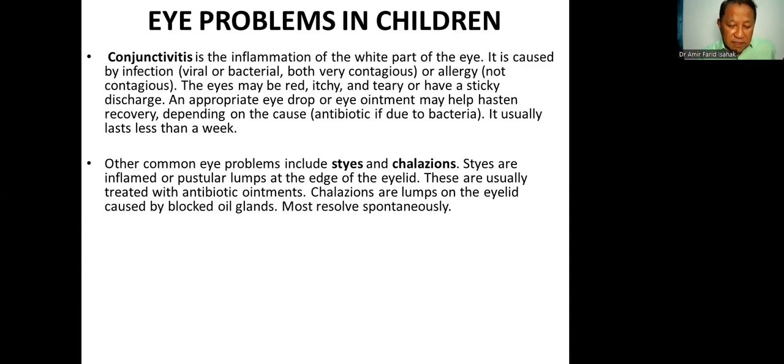Okay. Then children also get conjunctivitis. Adults can get conjunctivitis too. This is the inflammation of the white part of the eye. It is caused by infection, can be viral or bacterial, and both are very contagious. I'm sure every one of us has had the experience of having conjunctivitis.